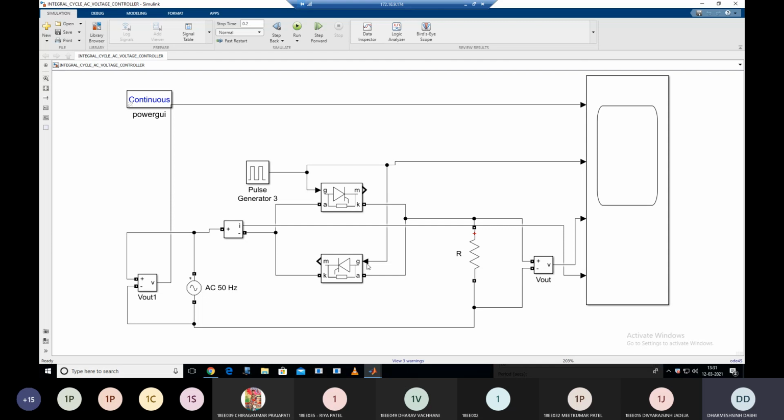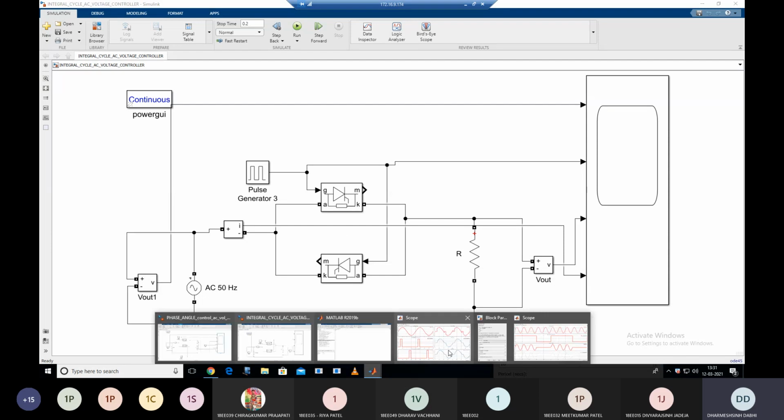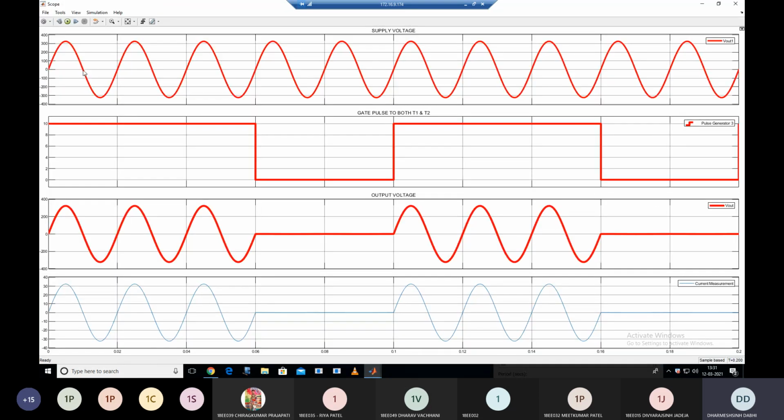In the same way, exactly opposite in the negative cycle, at the zero crossing instant here at angle pi, when you apply the gate pulse to thyristor T1, it will not start conducting because at that time T1 is in reverse bias mode. Clear? So here I continuously apply the gate pulse, but T1 is conducting only during the positive cycle and T2 is conducting in the negative cycle. Clear?